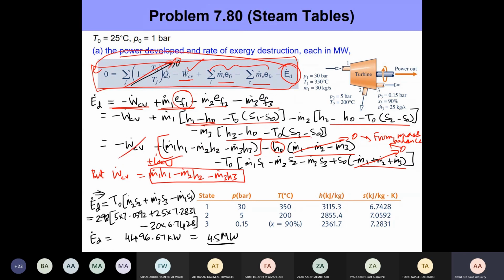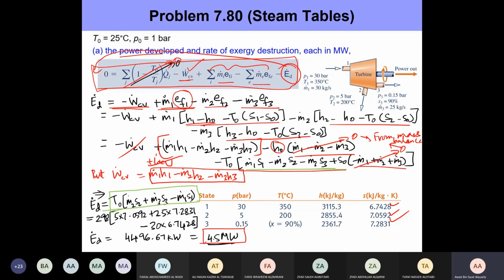Ultimately, after lots of things getting cancelled, what we are left with is simply the term related to entropy changes, which is this right here. Maybe I'll use a green ink. So I'm talking about this term right here. This is the only thing that remains, and that's what we have here: T0 times this entropy change. And the values of S1, S2, and S3 are already given here, right? Or you can pick them up from the property tables for steam. Once you plug them in, this is the value that you get. It again comes out to be 4,496 kilowatt or 4.5 megawatt.